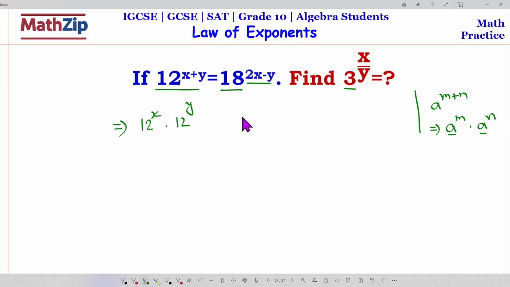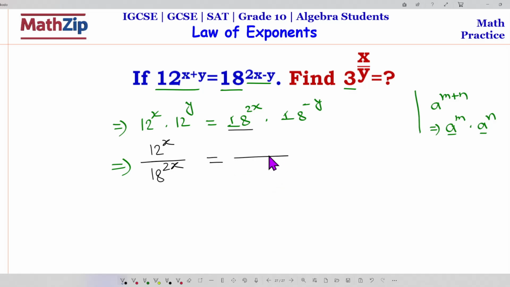And this one also we can write 18 to the power x times 18 to the power minus y. Now we can write, look, 12 to the power x divided by 18 to the power 2x equals, similarly, 18 to the power minus y divided by 12 to the power y.